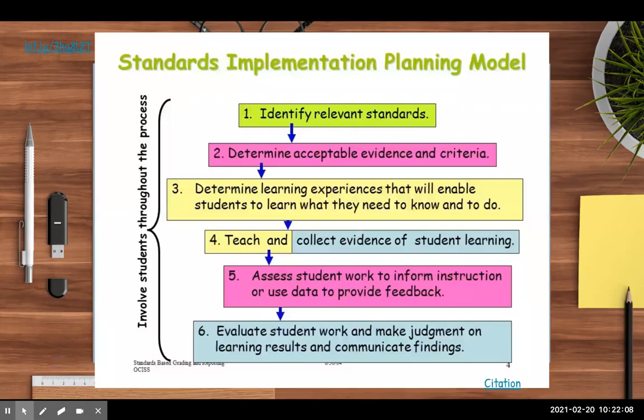So standards implement in planning, how you plan this all out. And again, I've kind of gone over this a few times, but this gives you a little Venn diagram. You identify the standards, you find the acceptable evidence. Remember the evidence? Okay, determine if the learning experiences can be enabled and students can learn and what they need to do, and so forth.